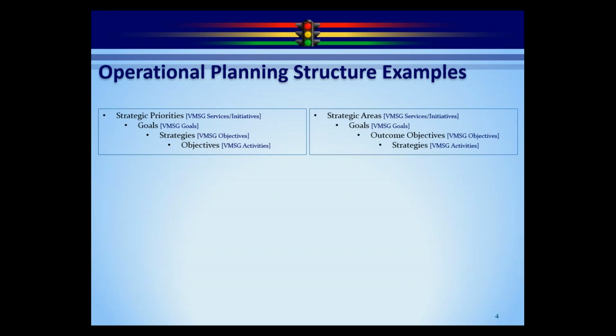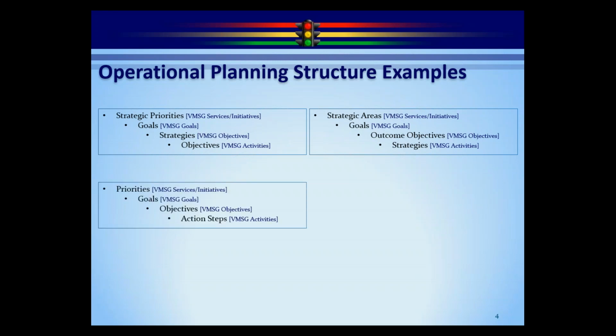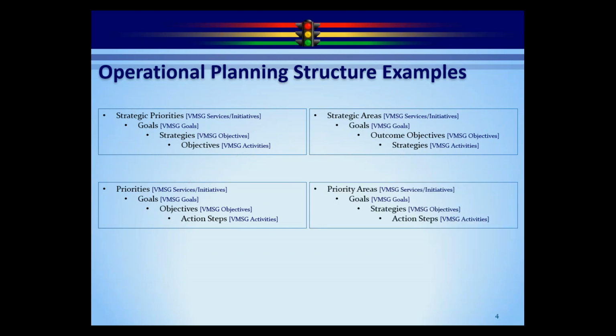Strategic areas, that's pretty good. Goals, outcome objectives. I like that terminology because the objective is, what are we trying to accomplish? What is the outcome we're looking for? And then strategies is pretty good for the activity level. So what are the strategies we're going to implement to get to the objective? Priorities, goals, objectives, and action steps. I can tell you action steps is the most common alternative we see for activities and very descriptive. The activities are the steps you're going to go through to get to the objective.